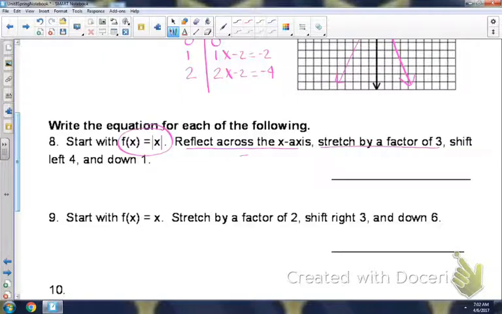You're stretching by 3. That's just your coefficient in front. You're going to the left 4, so that would be plus 4. And then you're going down 1, so minus 1. So write your function, we'll just call it g of x equals, it's an equation, you have to put that. Okay, so we're reflecting, stretching by 3, we're shifting to the left. So inside the absolute value bars, you should have x plus 4, and then you're going down 1, so minus 1. So again, pay close attention to whatever function you're starting with at the beginning.